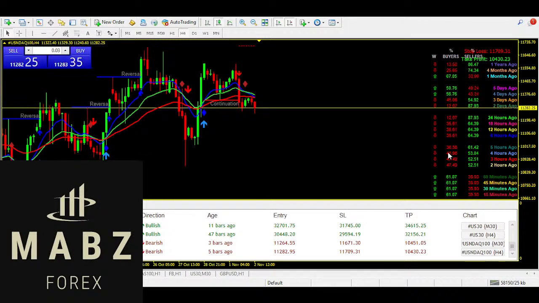Also, if we look at our buyers and sellers percentage on the top right hand side of the screen, we can see that on the larger time frames for the past 24 hours, we have been having a bearish market. The market has been going down, so we have been having some bearish market activity here. So we can definitely bank on that sell.